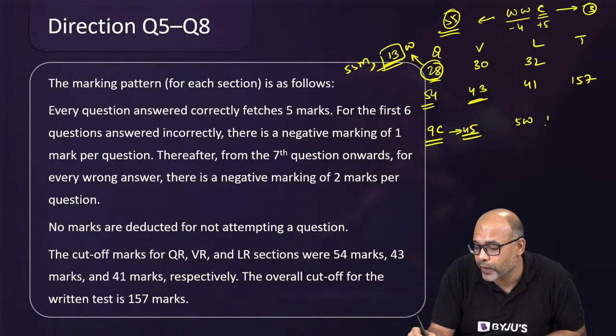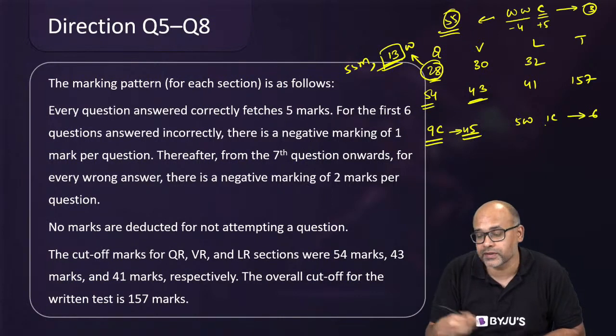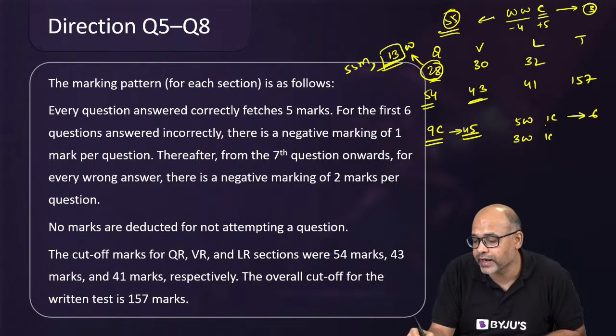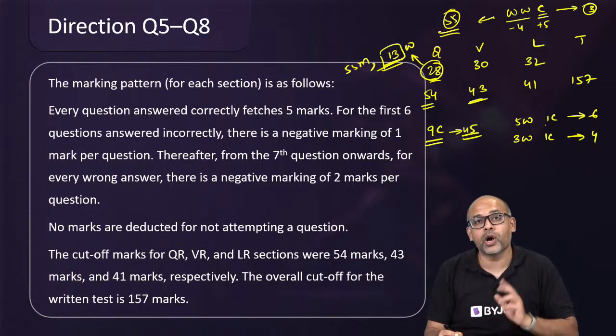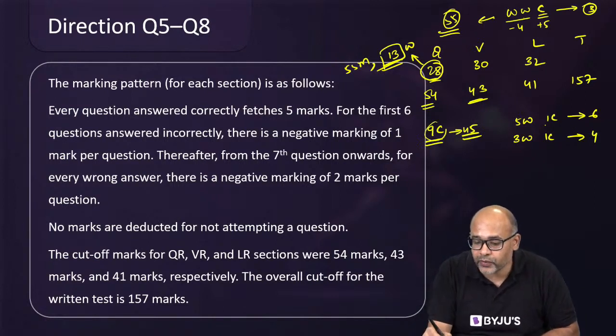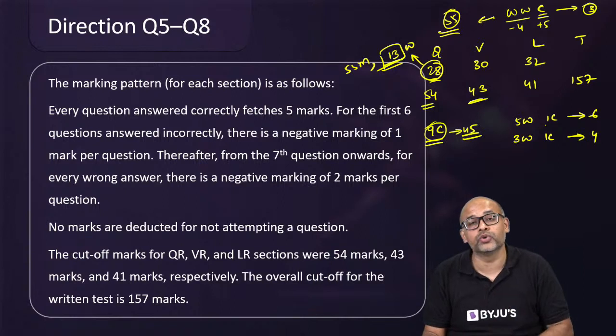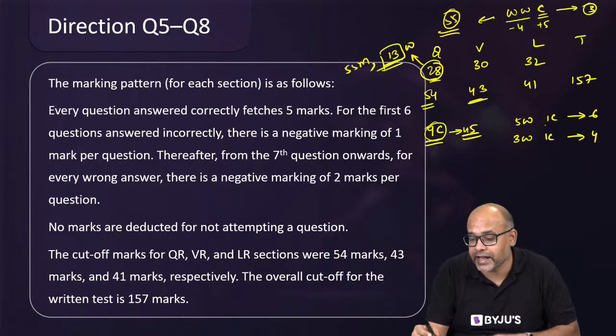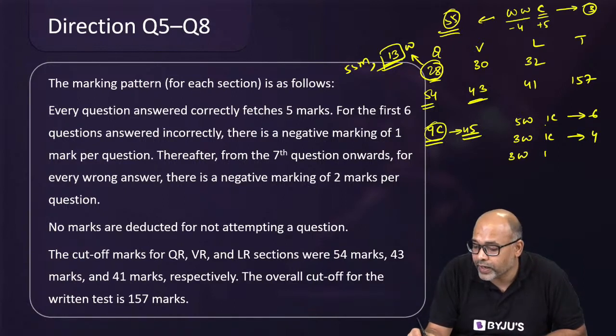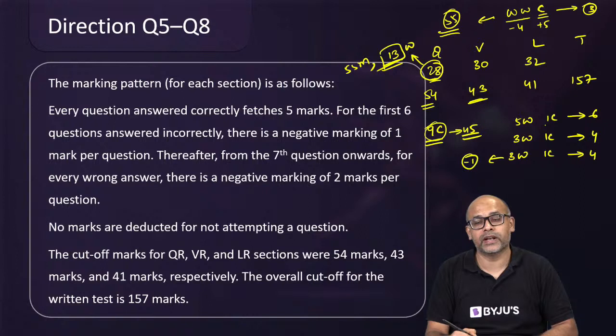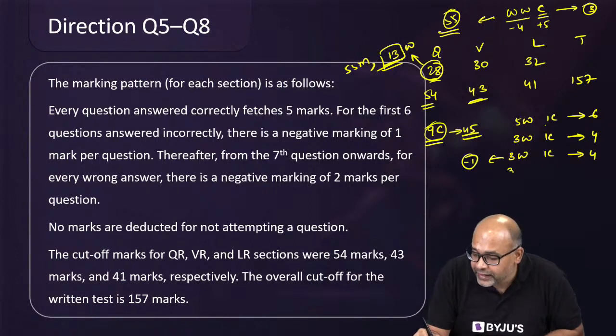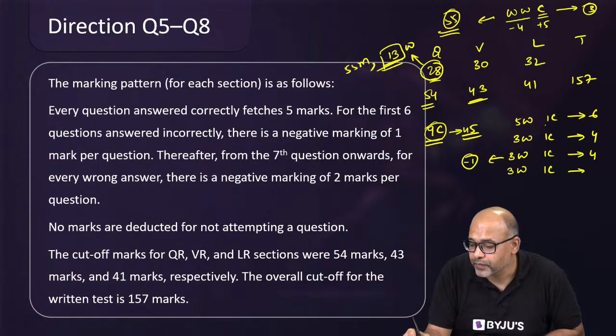5 wrongs, 1 correct, total 6 questions. Next 3 wrongs, 1 correct, total 4 questions. So how many did I use till now? 9 questions plus 10, 19 I used. Next I will again take 3 wrongs, 1 correct, 4 questions, but the effect of this is -1. Then I will again take 3 wrongs, 1 correct, 4 questions. The effect of this is -1.